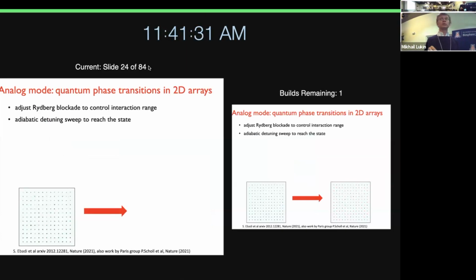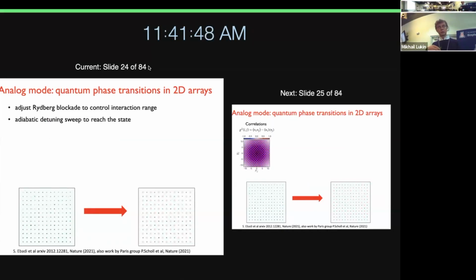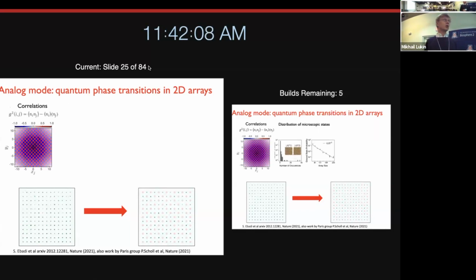So here, for example, we start with the 2D square lattice array and shine light with a negative detuning, and then adjust the spacing such that only the nearest neighbor is blockaded. And if we now do this detuning sweep from negative to positive, we create an anti-ferromagnetic state where every other atom is excited, and this is basically a perfect anti-ferromagnetic pattern.